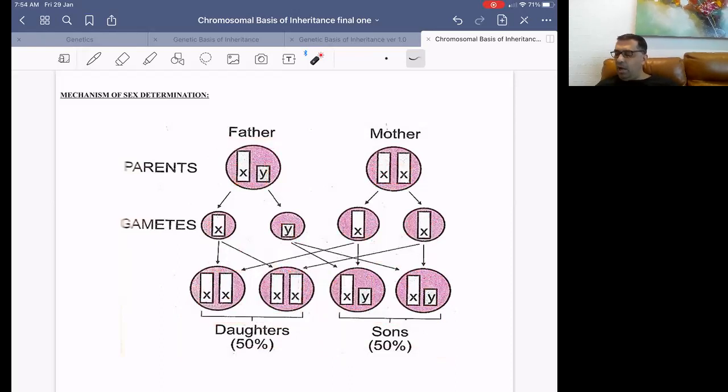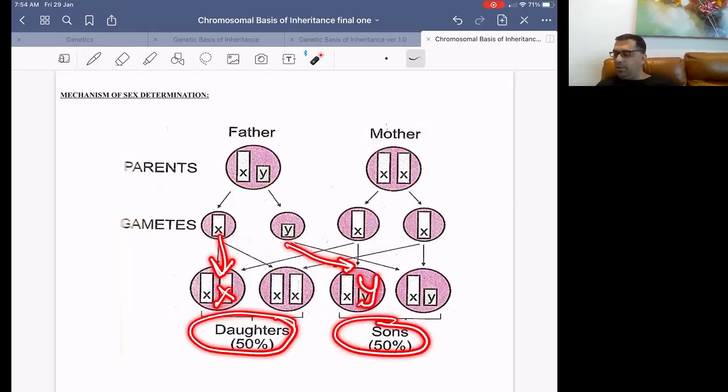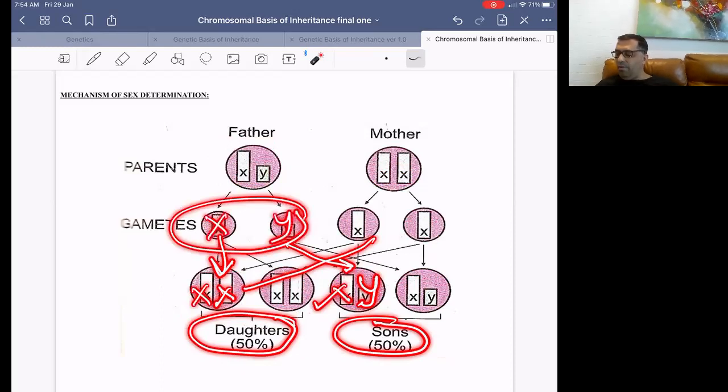So it is the father's sperm which will determine whether it is going to be a son or a daughter. From the mother only the X chromosome comes, and it is the father's sperm which will decide whether it is an X chromosome or a Y chromosome. If X goes, a daughter is born; if Y goes, a son is born.